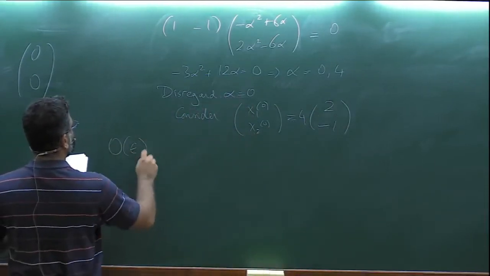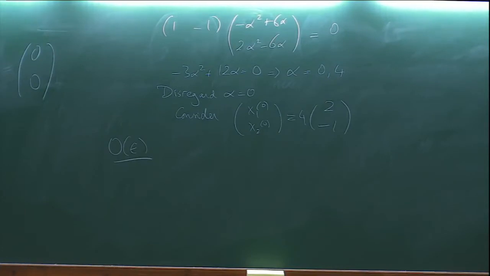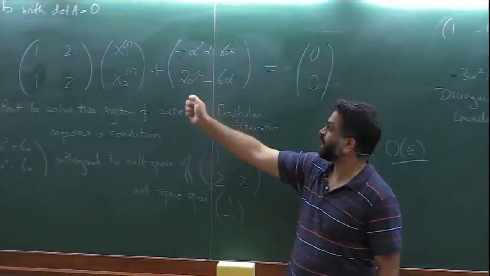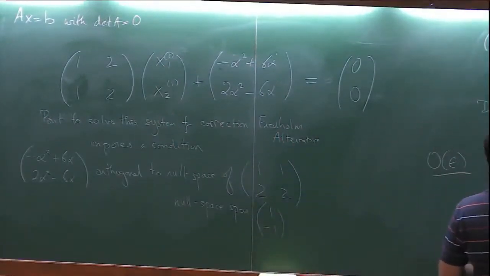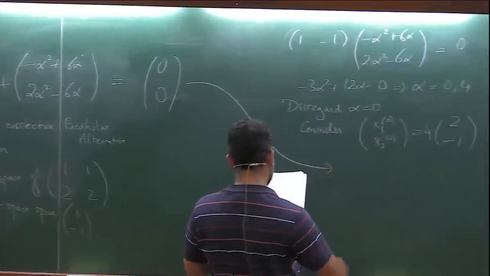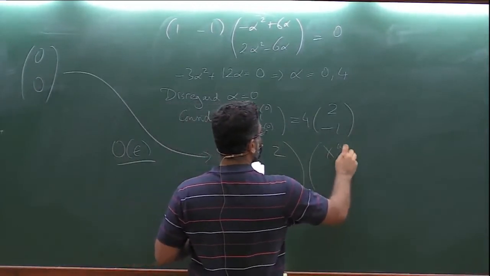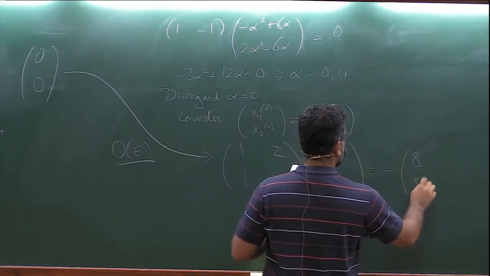And I can now go to the next order. There's my equation. Everything should have a power of epsilon, so this would be x11, x21, and all of this will be in terms of 0, 0, which is, in some sense, actually this equation. I haven't solved this equation yet. I've just said that, oh, it can't be an arbitrary alpha. Once I pick the alpha, I can clearly solve for x11, x21. So let me write this: the matrix 1, 2, 1, 2 times x11, x21 turns out to be negative 8, 8.